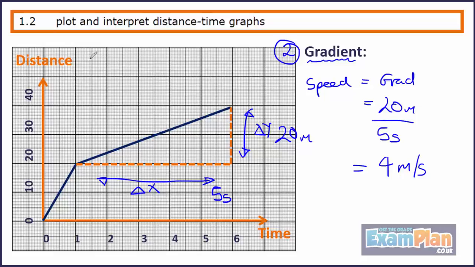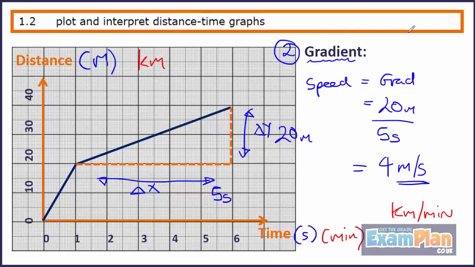Notice how the units of speed come from the units for distance, in this case metres, and the units for time, in this case seconds. If the graph had axes with kilometres for distance and minutes for time, then the gradient and the speed would therefore have the units of kilometres per minute. In the exam question, you may have to convert the units.